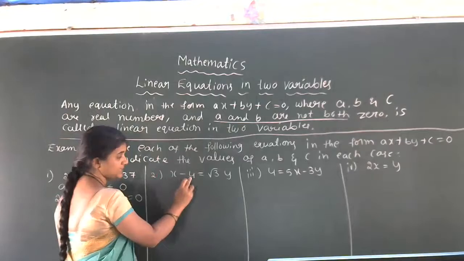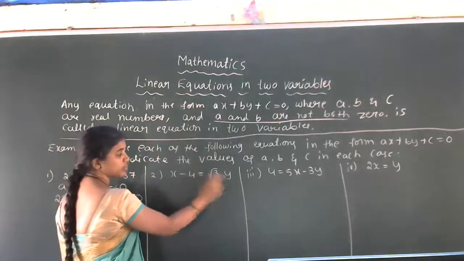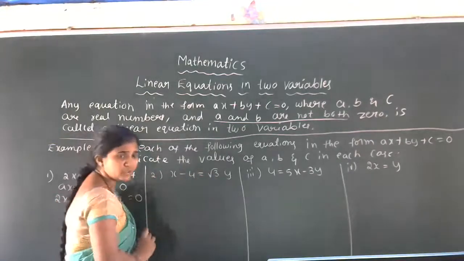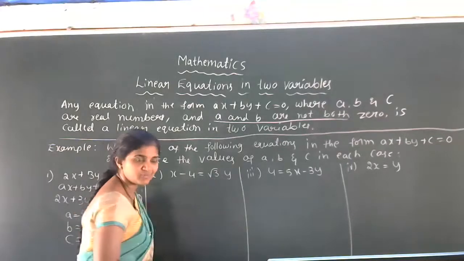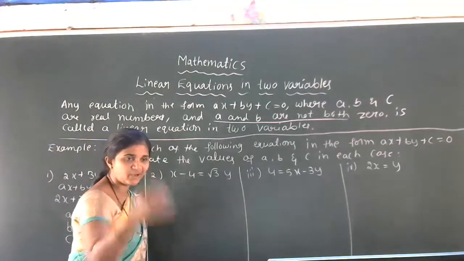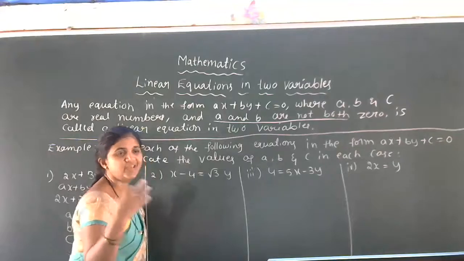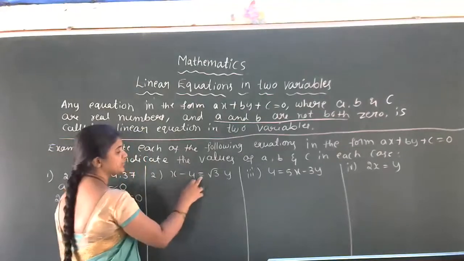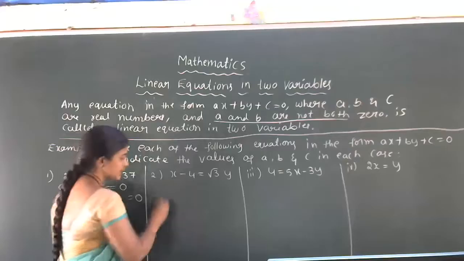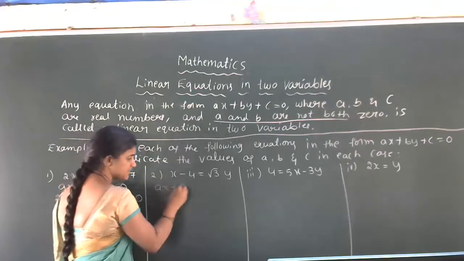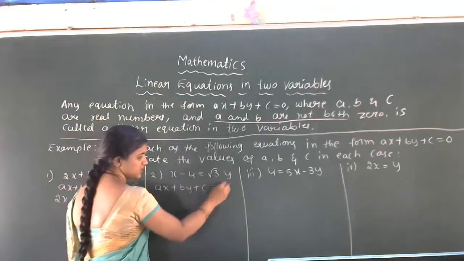x minus 4 is equal to root 3y. I told you, a, b, c are real numbers. So root 3, are you observing? A real number is a collection of all natural numbers, whole numbers, integers. Okay, so x minus 4 equals root 3y. Now express this in the standard form, ax plus by plus c equals 0.